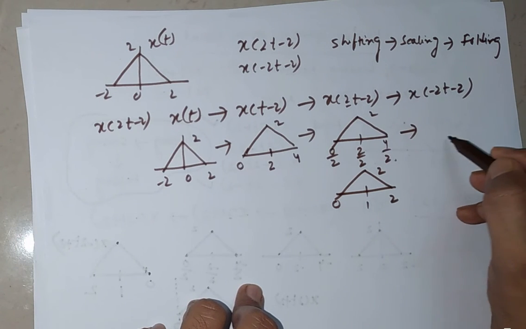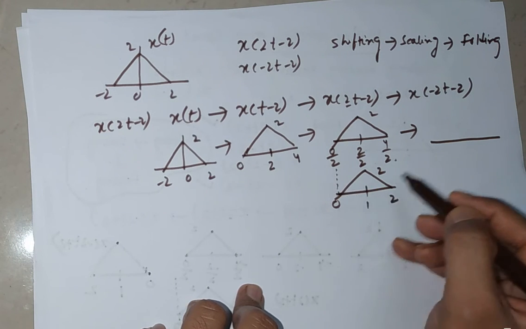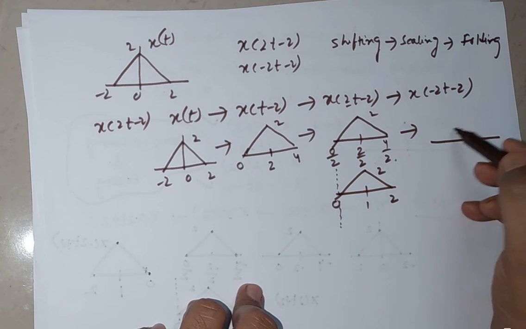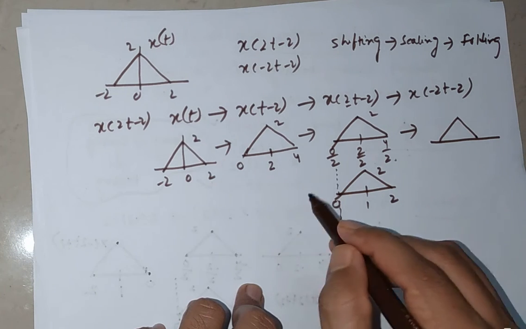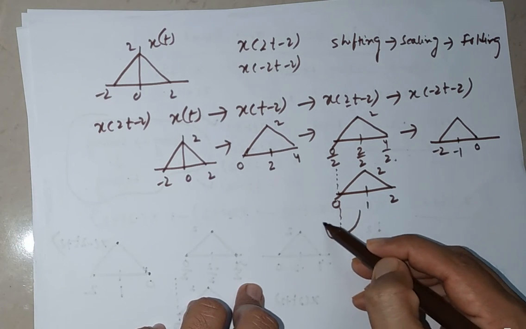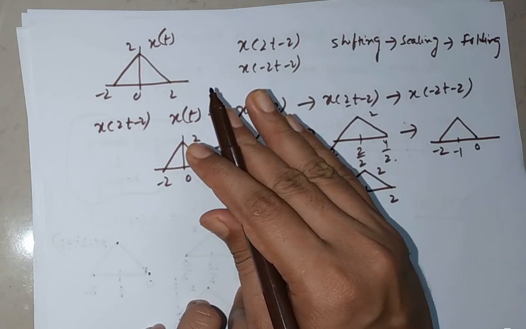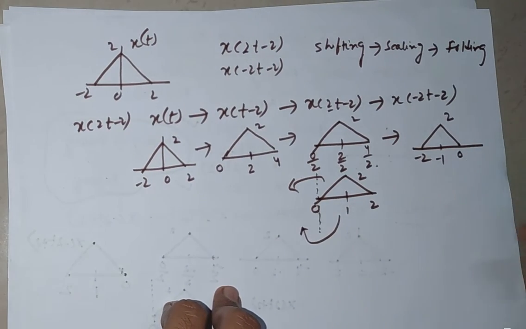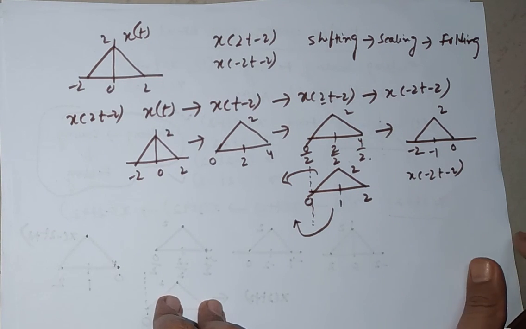And finally the folding part. Here fold with respect to the y axis. Okay, this is the y axis. Now rotate clockwise or anti-clockwise with respect to the y axis. Then what will you get? Simple, the positive values become negative. If any value is negative, then it becomes positive. Then this is your 0, this is minus 1, this is minus 2. Simple, you are rotating with respect to the y axis, either clockwise or anti-clockwise. Okay, like this you will get this one. There is no change of amplitude. This is your x of minus 2t minus 2. Okay, I hope you people understand the multiple operations on a single signal.